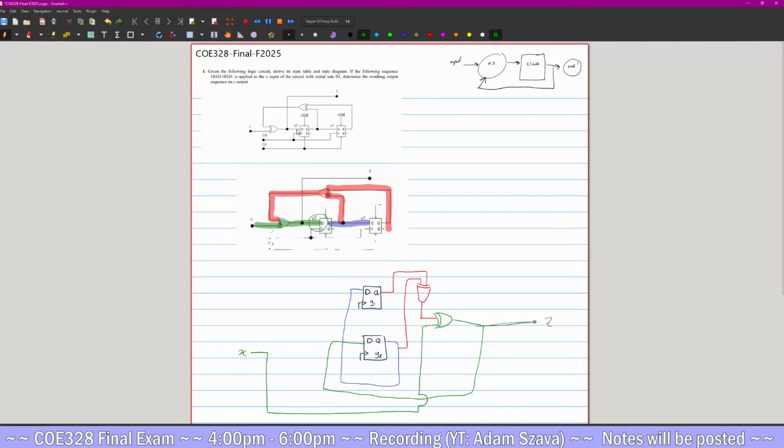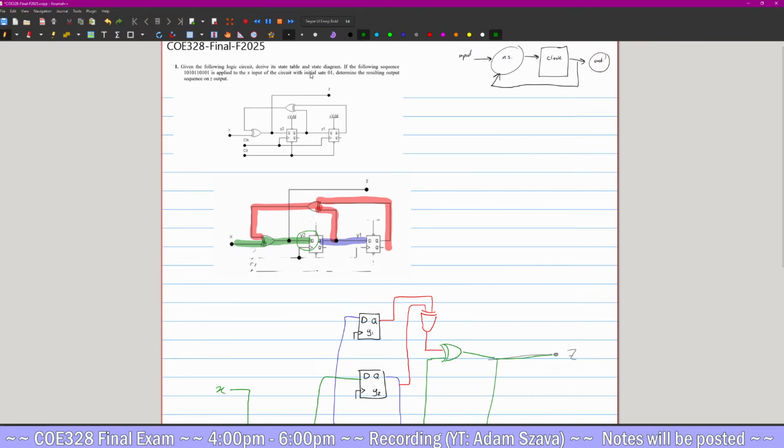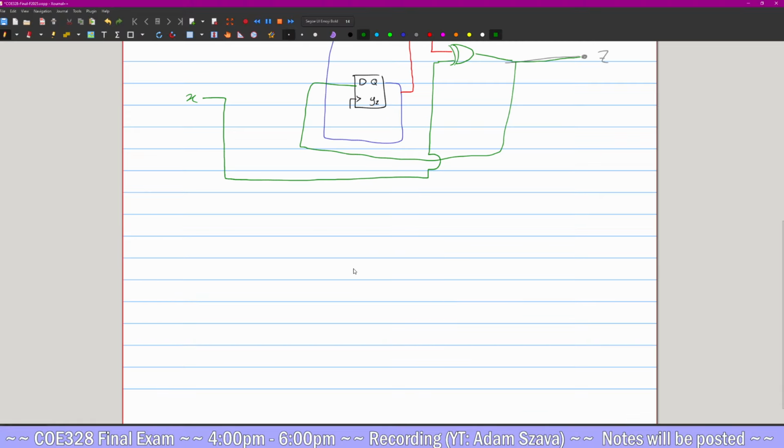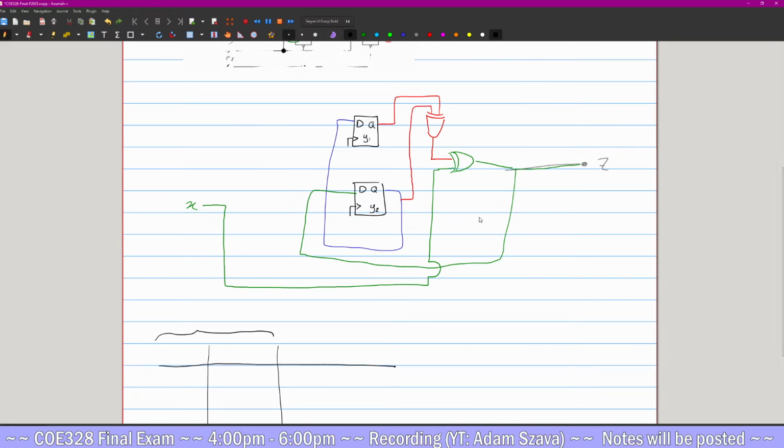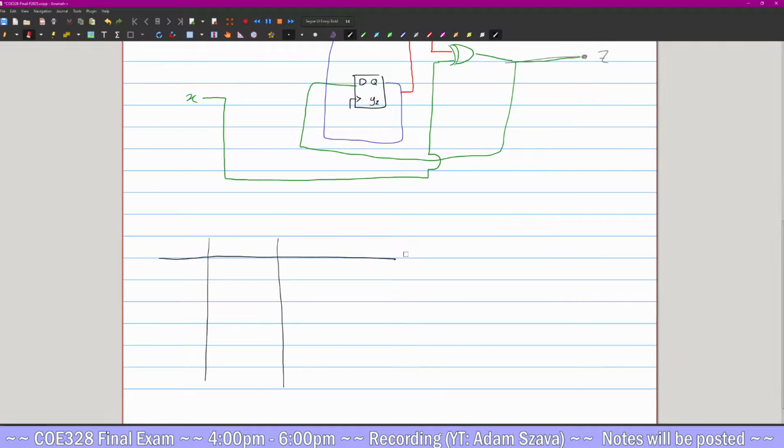Okay, so now let's run through deriving the state table and state diagram. The state table has some columns here. We have our current state, so we have two columns for whatever our current state is. Sorry, I should be clear here: there are two state variables, since there are two flip-flops. So we can call this first one the present state.